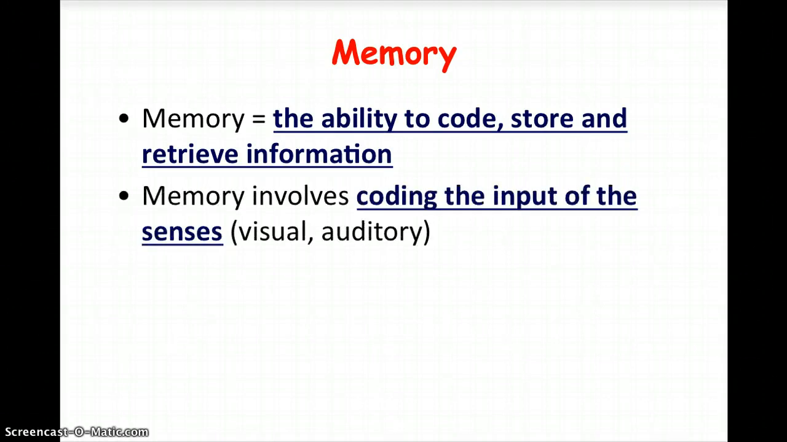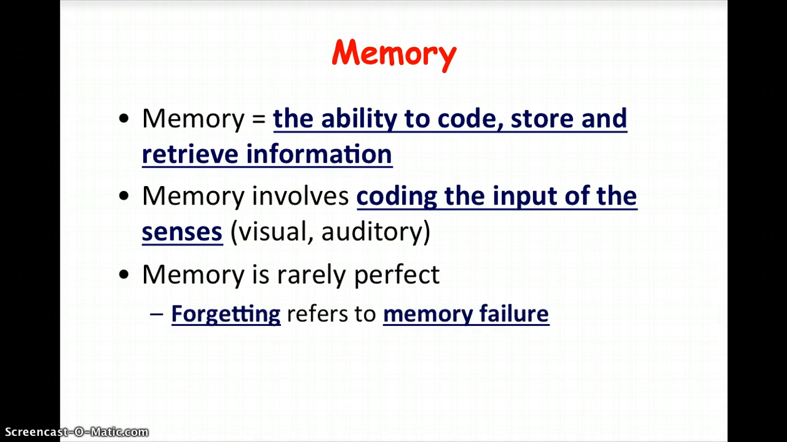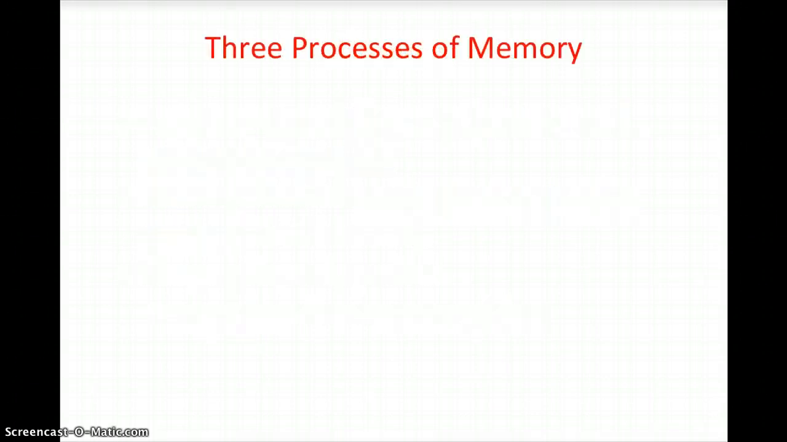So memory involves coding the input of the senses, and that's usually visual or auditory, so we call that sensory memory. Memory is rarely perfect. We're not perfect beings. We don't typically have photographic memories. So our memories are kind of a construction of experiences and a whole host of different things that we'll get to in a little bit. Forgetting refers to memory failure, meaning that your memory fails, obviously.